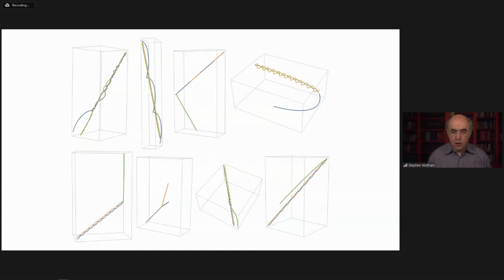here are some pictures of what actually happens to the three-body problem with various initial conditions. Some of them are very straightforward. Some of them involve little old-fashioned phone cable-like helices. Some of them look more scribbly and so on.